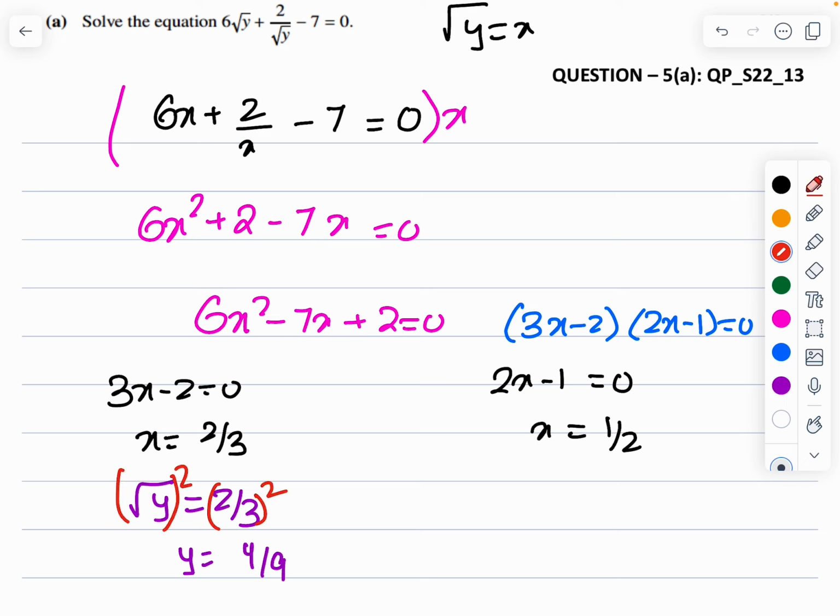If you do squaring on both sides, square root of y equals 1 upon 2. Again do squaring on both sides. So what is the value of y? y equals 1 upon 4.